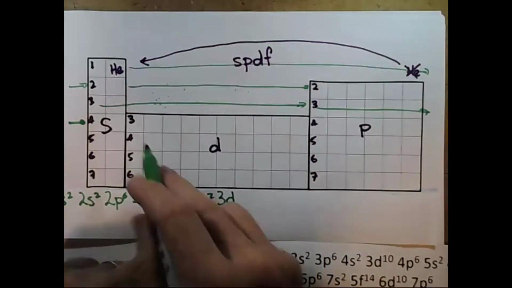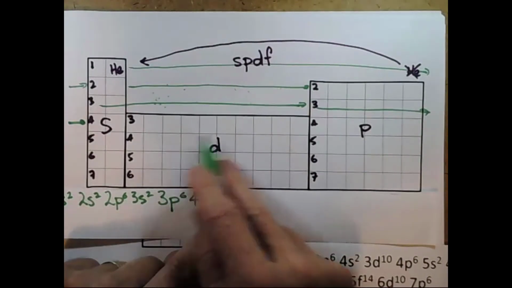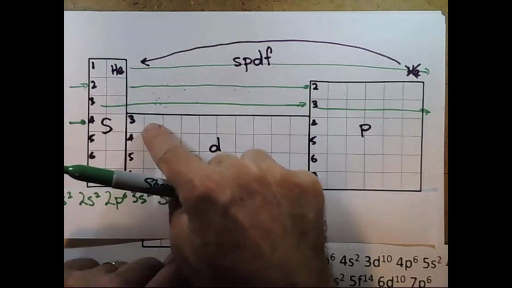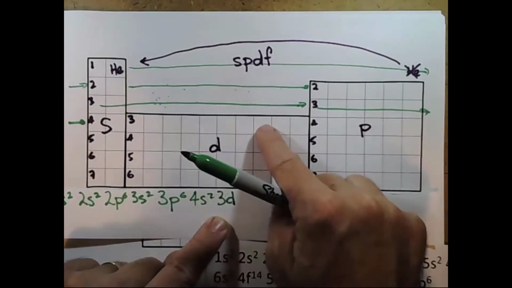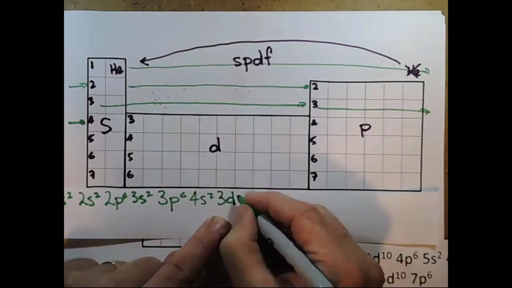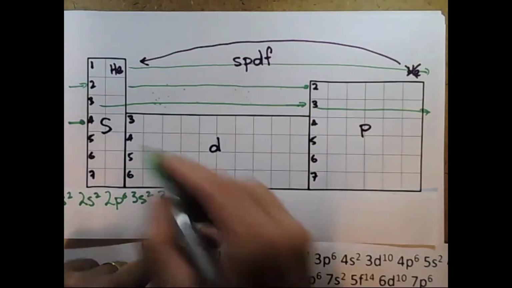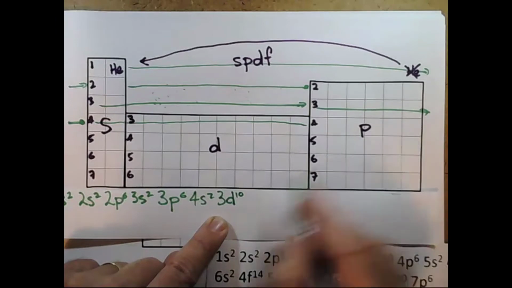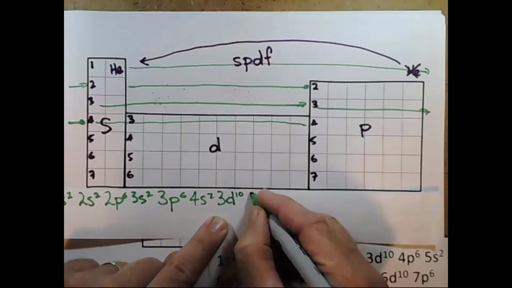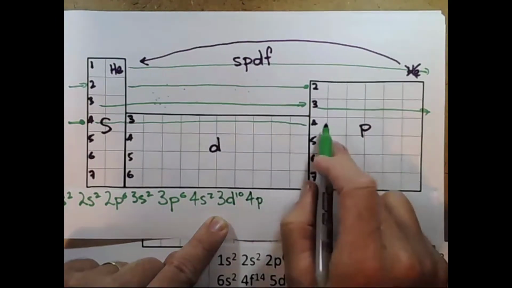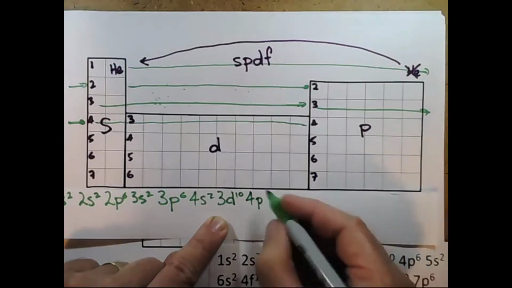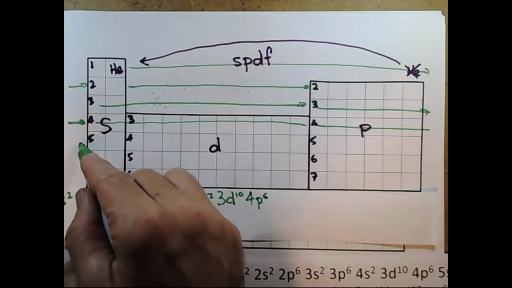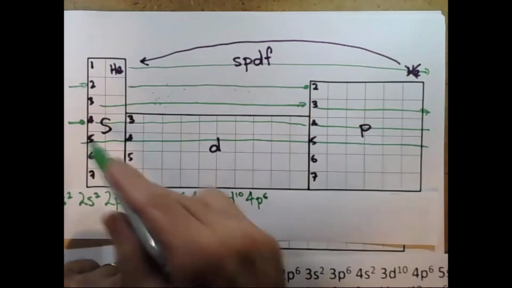And how many electrons can we fit into the D subshell? Well, again, we can look at the width of our table: 1, 2, 3, 4, 5, 6, 7, 8, 9, 10. So 3d10. As we come across here, now we're in the P subshell, and we're in 4p. So 4p, and we add 1, 2, 3, 4, 5, 6. So that's that row done. Now we can come across to this row here. Let's do that quickly.